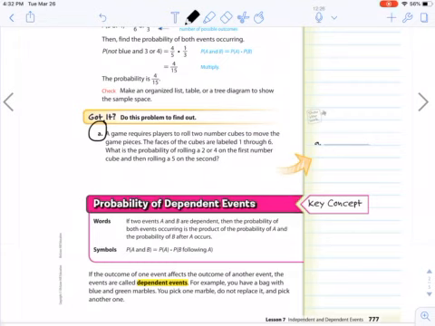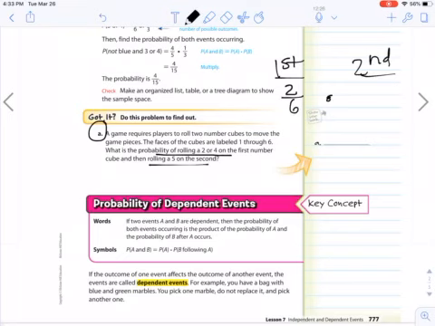Okay, so for A, what you guys should have done is we are rolling 2 number cubes. So here's my first number cube, and here is my second. And we want to know the probability of rolling 2 or 4 on the first number cube. So that means there's 2 out of 6. And then on the second number cube, we are rolling a 5. So that would be 1 out of 6.